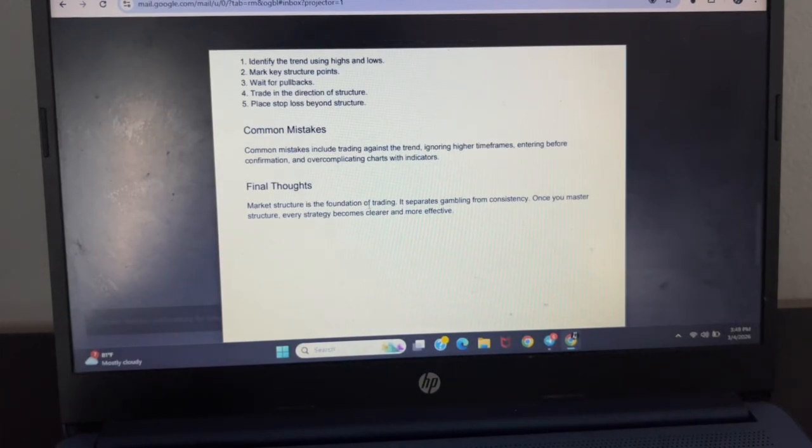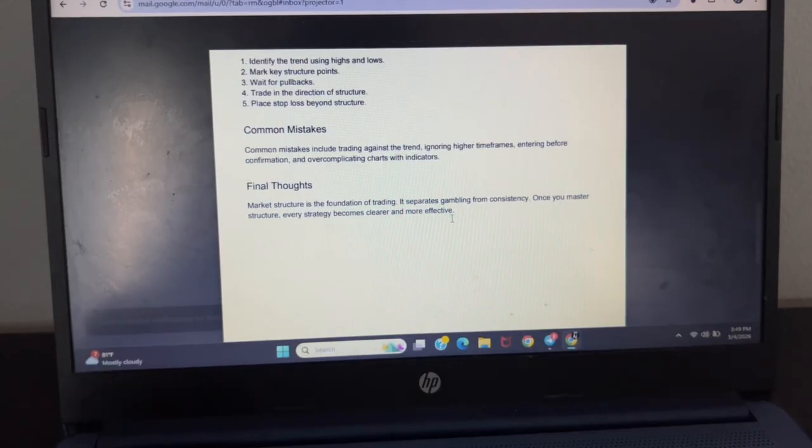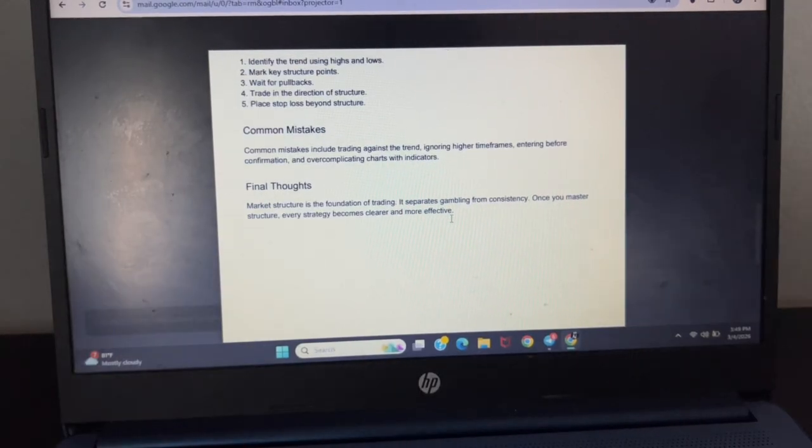Market structure is the foundation of trading. As I say, it separates gambling from consistency. Once you master structure, every strategy becomes clear and more effective. That's true. I can relate to that.